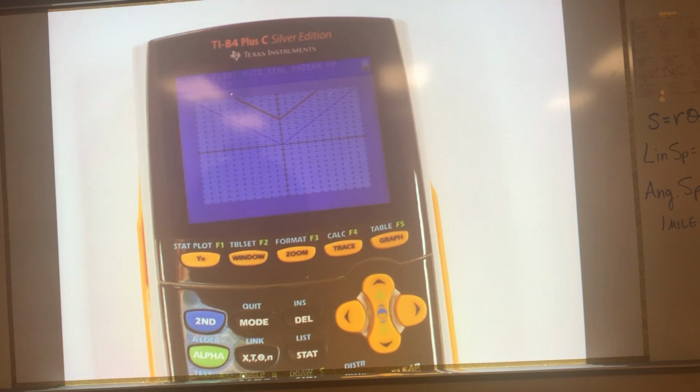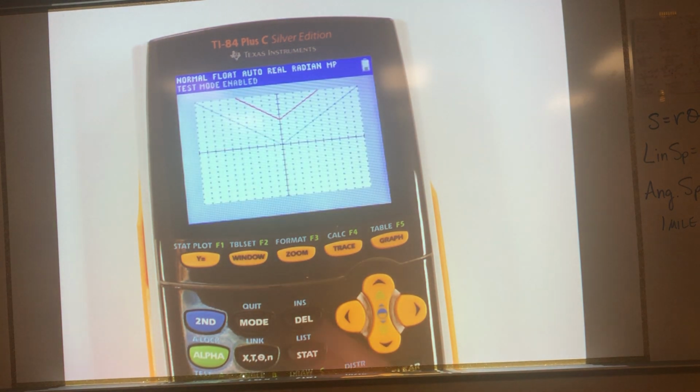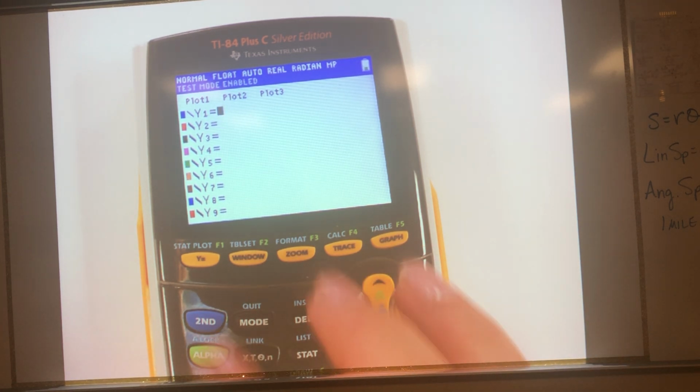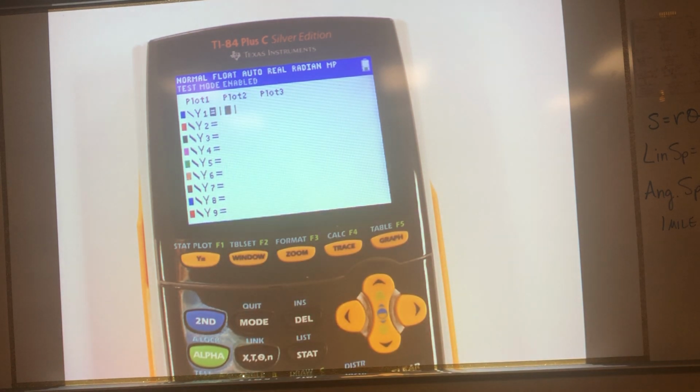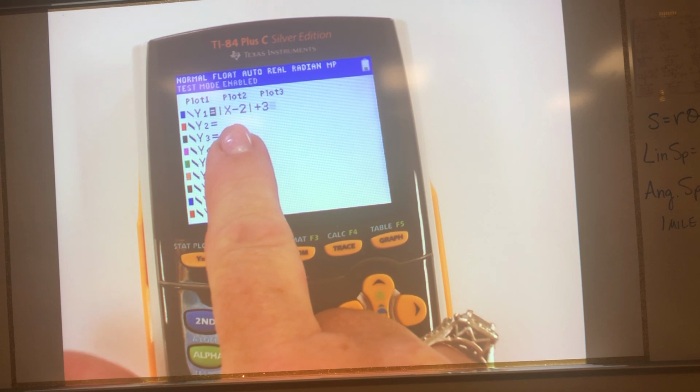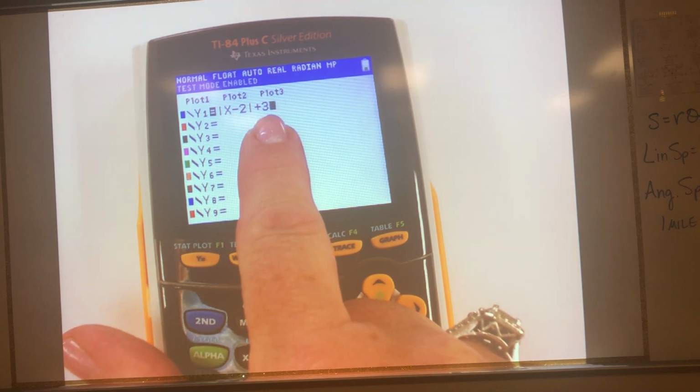Okay, so if that's true and you know all of that stuff, then could I just put an equation in here? And should you know exactly where it is? Yes. Do you agree with me? Okay, so this minus 2 makes it go where? To the right 2. This plus 3 makes it go up 3.